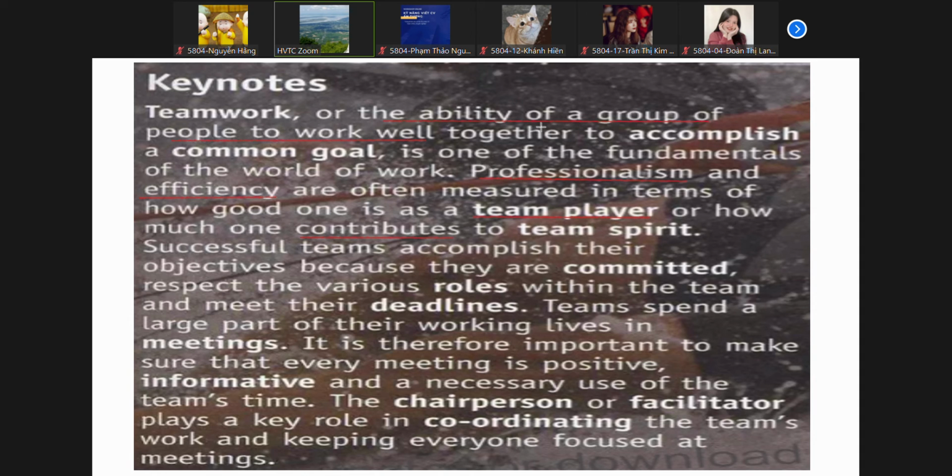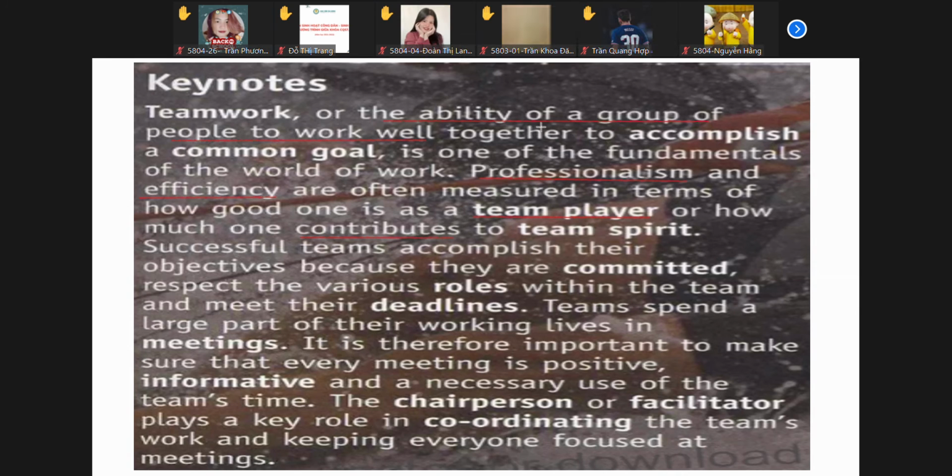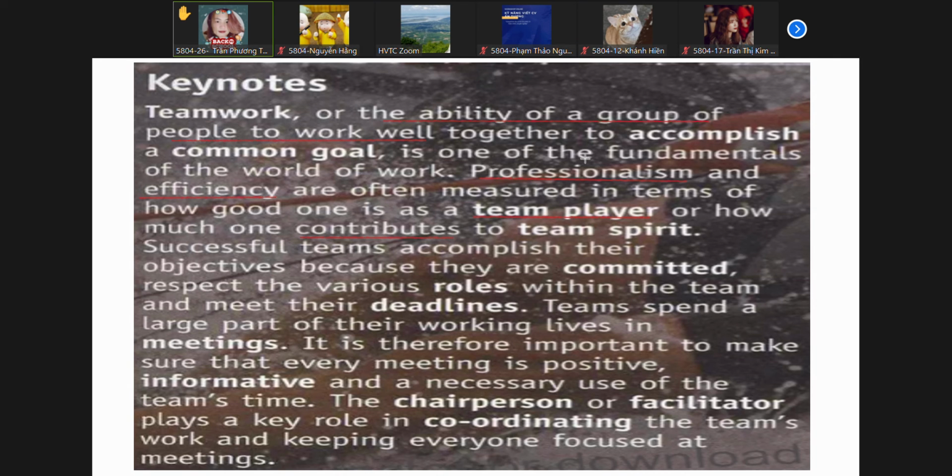Now the next thing is, why do successful teams accomplish their objectives, or how to be regarded as successful teams. So let's look at the third sentence and then answer my question. Okay, now Phương Thảo, Trần Phương Thảo. Successful teams accomplish their objectives because they are committed, respect the various roles within the team, and meet their deadlines. Okay, thank you, Phương Thảo.